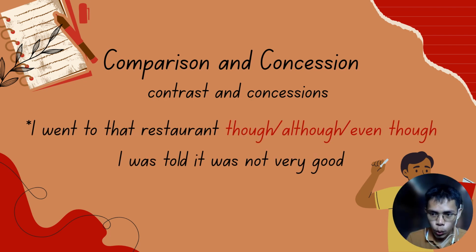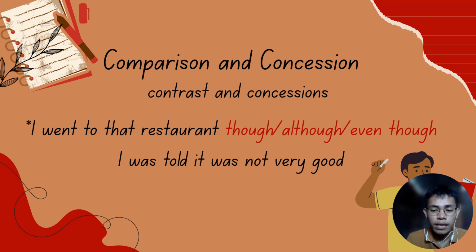Now, although, though, and even though, we use these when we want to say that something occurred despite something else. Take note that although and though can be used interchangeably, whereas even though is used to add extra emphasis. For instance, I went to that restaurant though I was told it was not very good. Or you can also say, I went to that restaurant although I was told it was not very good. However, when we want to emphasize, we use even though. So we can say, I went to that restaurant even though I was told it was not very good.